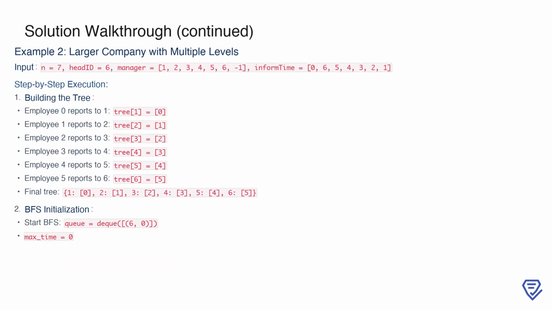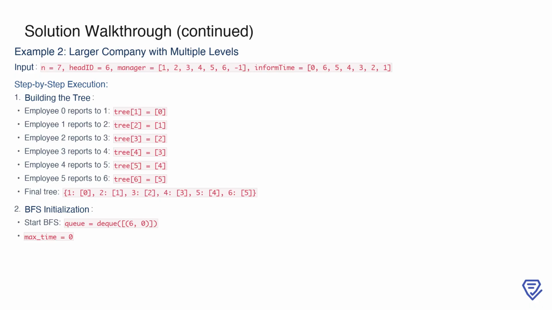In this larger example, we have 7 employees with a more complex hierarchy. Employee 6 is the head, while each other employee reports to the one immediately above them in the hierarchy. To represent this structure, we again use an adjacency list. Iterating through the manager array, we add each employee to the list of their manager. For instance, employee 0 reports to employee 1, so we add 0 to the list for key 1. Similarly, employee 1 reports to 2, so we add 1 to the list for key 2, and so on. The final tree reflects this chain-like structure, where every manager has exactly 1 subordinate except for the head.